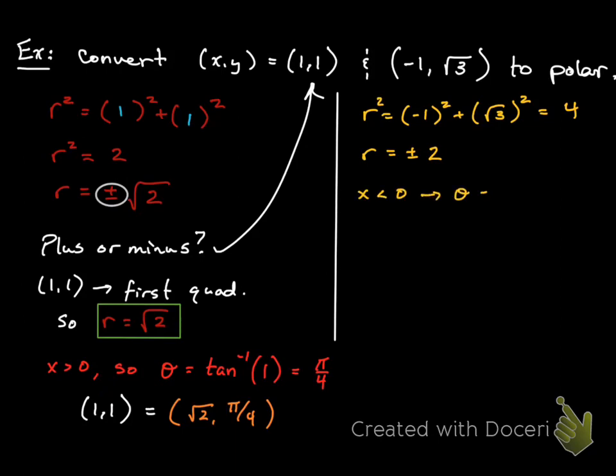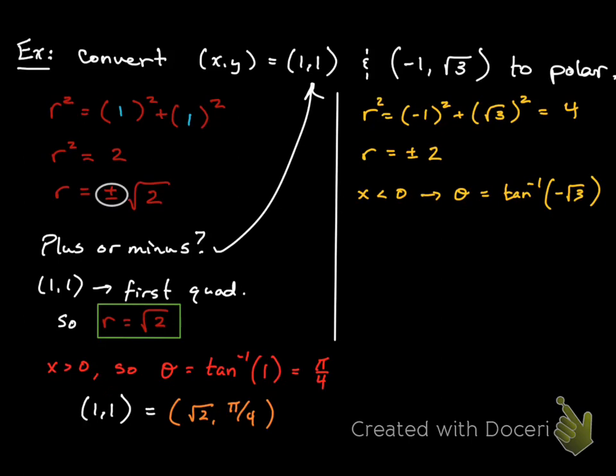Now for theta, x is less than 0. Forgive me, x is less than 0, right? I'm in the second or third quadrant here. In fact, I'm in the second quadrant because I'm to the left one and then I'm up square root of 3 units, right? So what I'm finding the inverse tangent of is negative square root of 3. x is less than 0. So what that means is I have to take the inverse tangent of square root of 3.